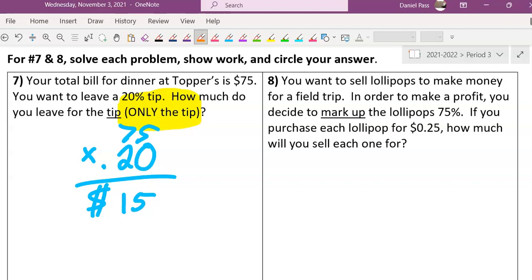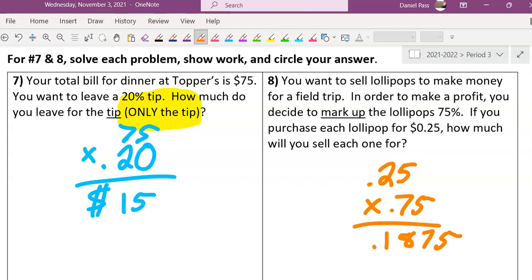Okay, I'm ready. So, first you get 0.25, so 25 cents, times 75%. Okay, how do we multiply times 75%? 0.75. And then you calculate it, and you get 0.1875. Okay, good. What do we do with that? We add it to 0.25 or 25 cents.